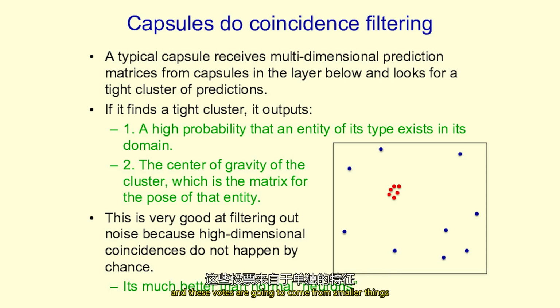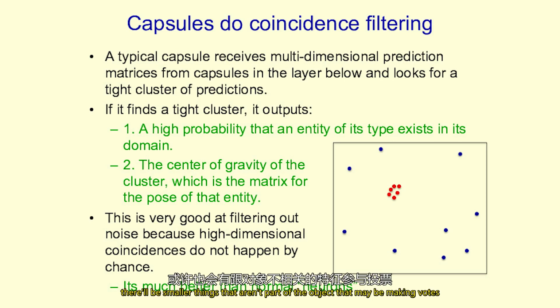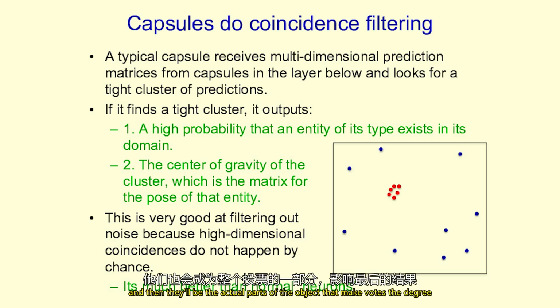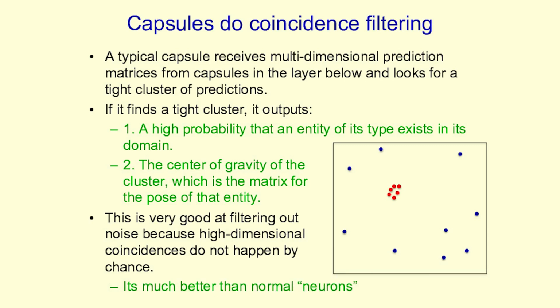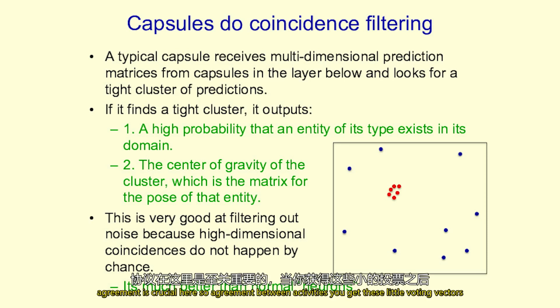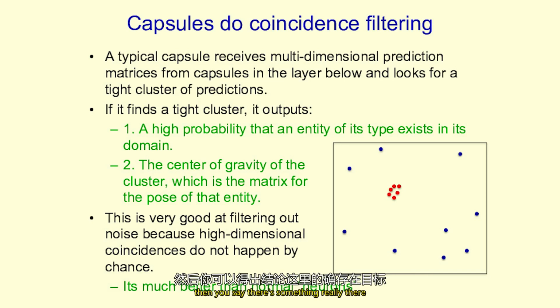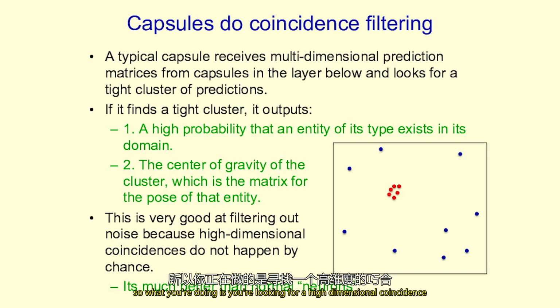And these votes are going to come from smaller things that you have viewpoints of. And there'll be smaller things that aren't part of the object that may be making votes, and there'll be kind of irrelevant votes that are voting for crazy things. And then there'll be the actual parts of the object that make votes that agree. And when you see this agreement, which is crucial here, agreement between activities, you get these little voting vectors, then you say there's something really there. So what you're doing is you're looking for a high-dimensional coincidence.